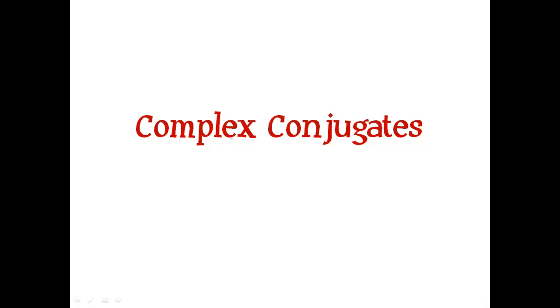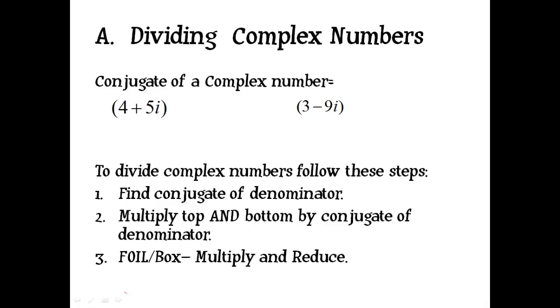Okay, this video is about complex conjugates. When you're going to divide complex numbers, you need to find a conjugate of that complex number. It's really pretty simple to find. Let's say that my complex number is 4 plus 5i. The conjugate of that is still 4 with a 5i. It's just the opposite sign. If that's a plus, the conjugate has a minus. So it's 4 minus 5i. That's the conjugate of the original.